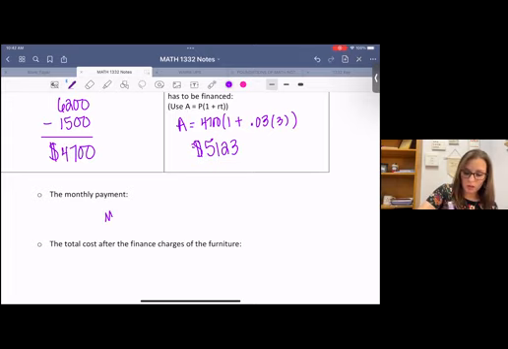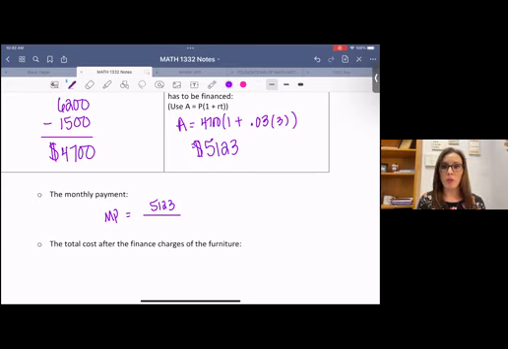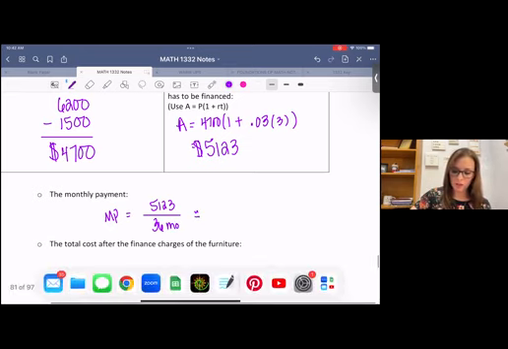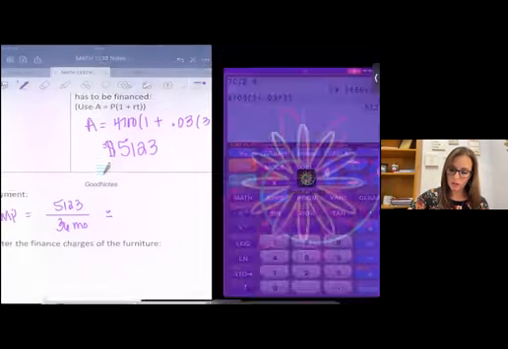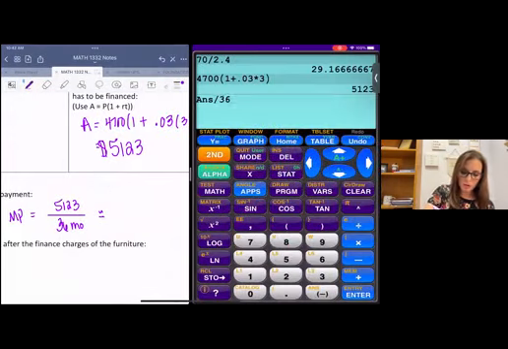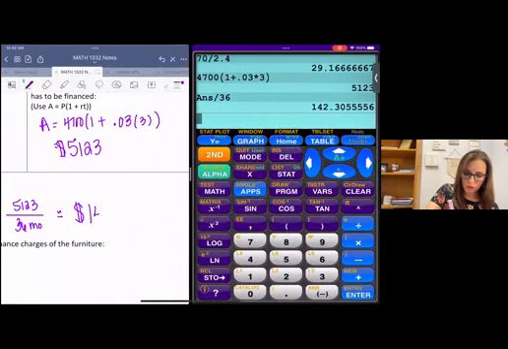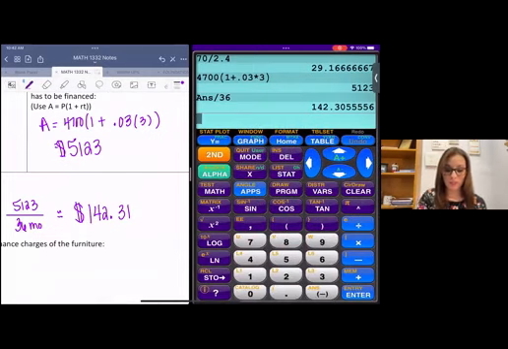So we know it is $5,123, and then to figure out a monthly payment, we need to figure out how many months she's paying. If it's 3 years, 3 times 12 is 36 months. And then we're going to round this to the nearest cent, because in this case, that makes sense. Divided by 36 is about $142.31 for a monthly payment on her furniture.